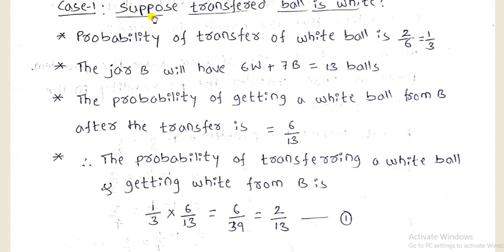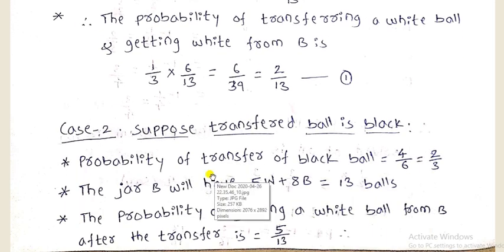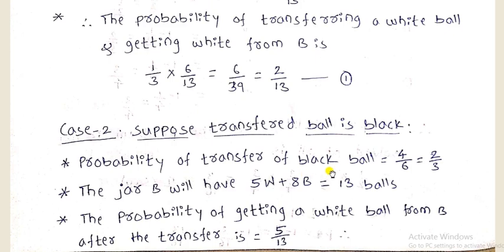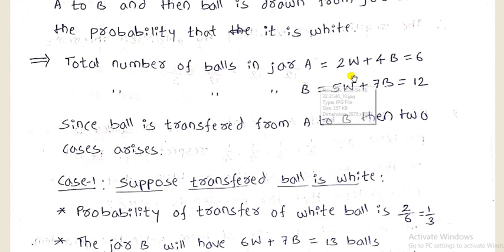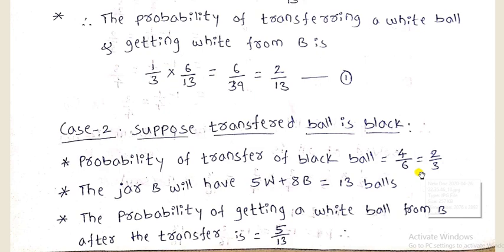Now case number 2, we transfer a black ball from jar A to jar B. The total number of black balls in jar A is 4, and the total number of balls is 6. So the number of ways of transferring a black ball from jar A to jar B is 4 divided by 6, which becomes 2 by 3.